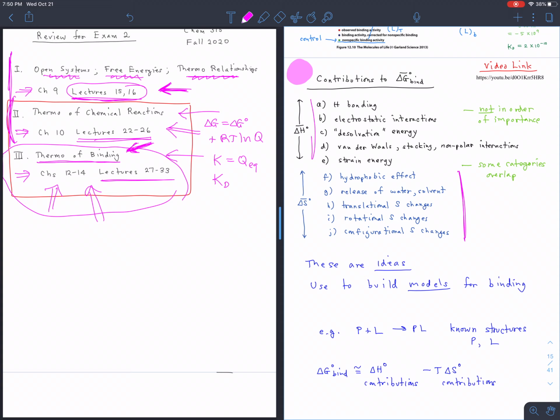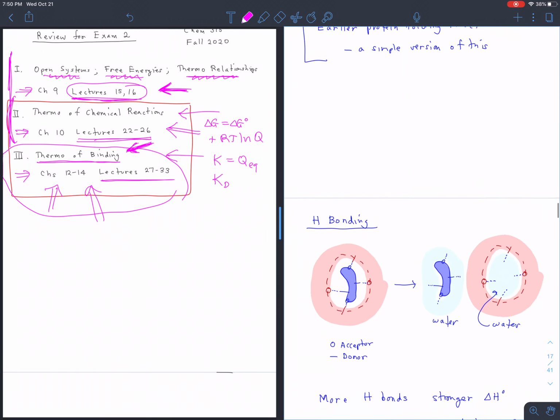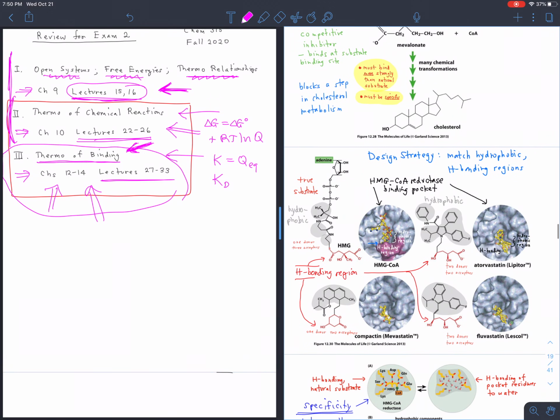These are my own list of contributions, 5 of them contributions to delta H, 5 of them contributions to delta S. Let's go through them very briefly again, since we went through these carefully before. First of all, there's H bonding, which is good at pattern matching, right? Good for specificity, not so good for strength of binding, because when you take the ligand out, you get H bonding to water, both for the ligand and for the protein. And so oftentimes H bonding doesn't contribute that much to binding, but it does contribute a lot to specificity. Here's an example of that.